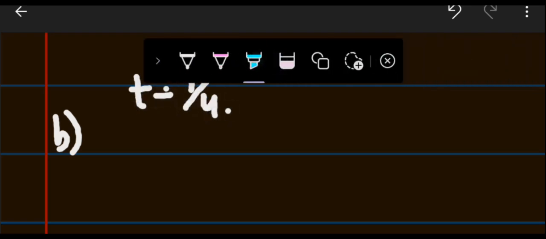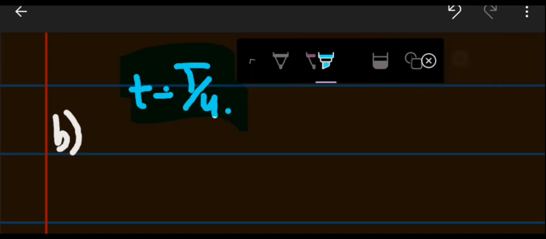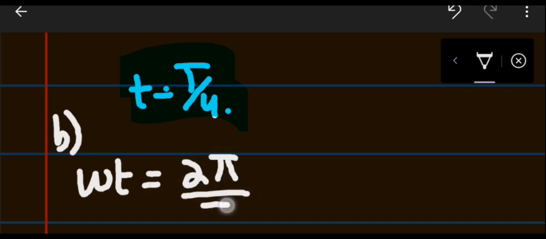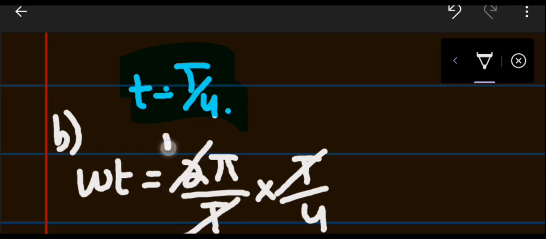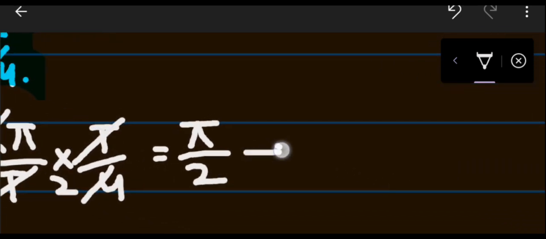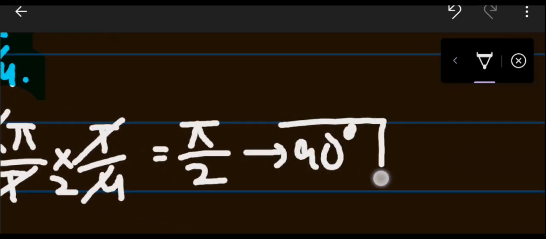If I solve for option B too, first of all time is given, which is t by 4. So here you can see omega t will be equal to 2 pi by T multiplied by time T by 4. T cancels, 2 ones are 2, 2 2s are 4. This is pi by 2, and pi by 2 I converted in the first question. It is 90 degree.